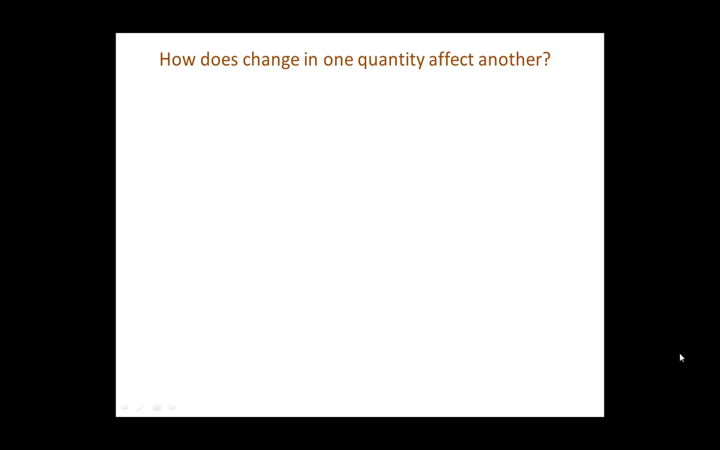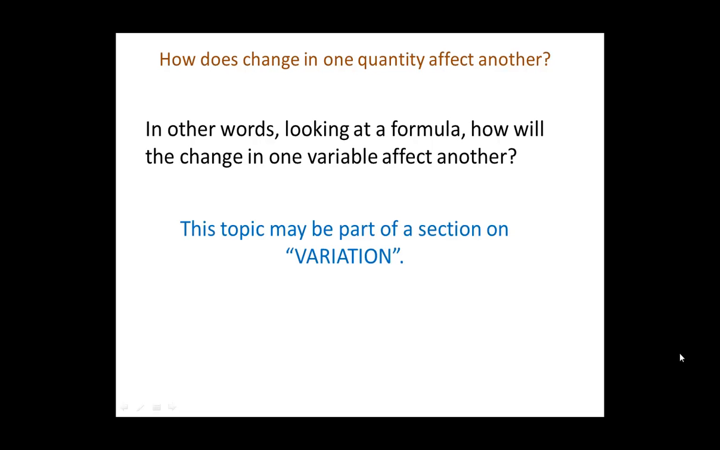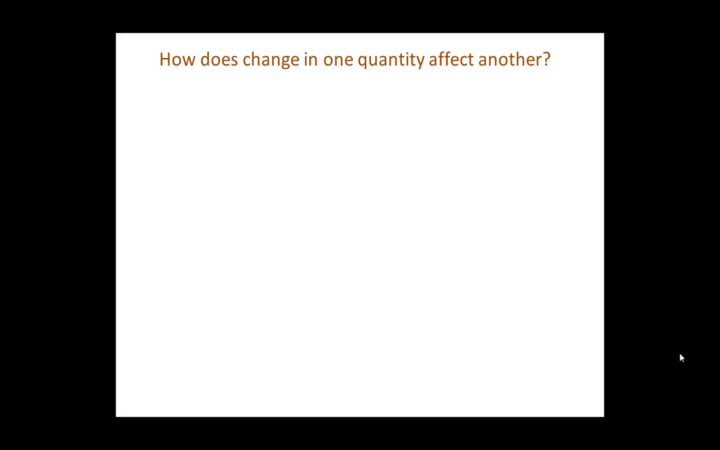This video looks at changing one quantity and seeing how that will affect other quantities. So we're looking at formulas and seeing how the change in one variable will affect another, and this may be part of a section on variation. In our first example, we'll take a look at the equation for the area of a circle.